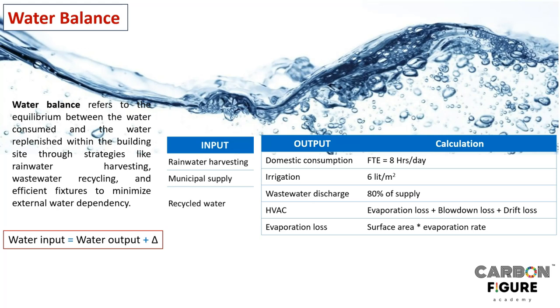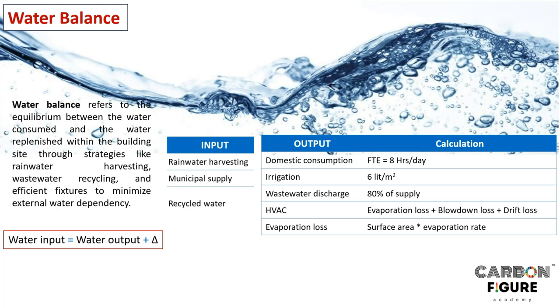In terms of an equation, we can have water balance as water input is equal to water output plus the change in storage, right? So what are the input and output scenarios? In case of input, we majorly have the municipal supply, and additionally we have rainwater harvesting, and we may have some quantum of water which is recycled.